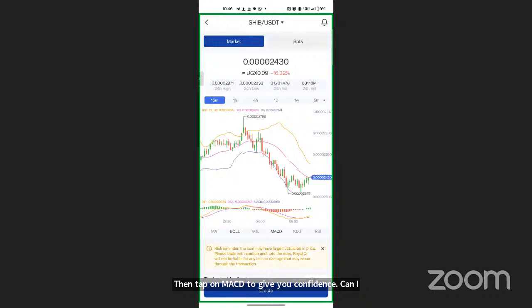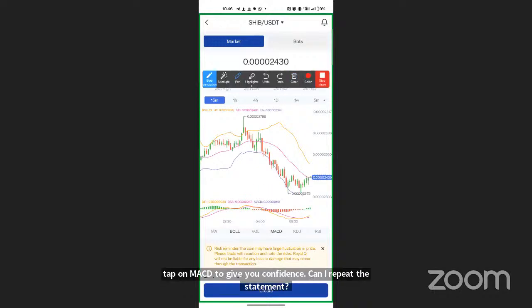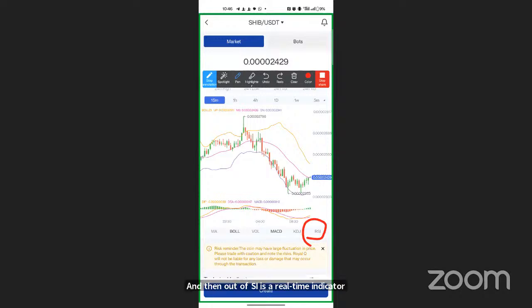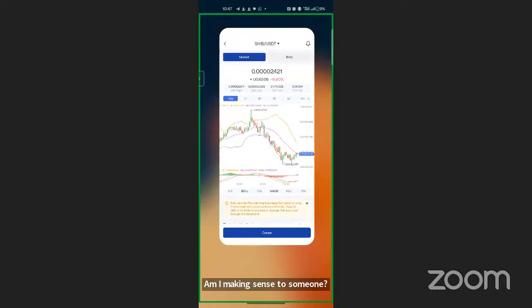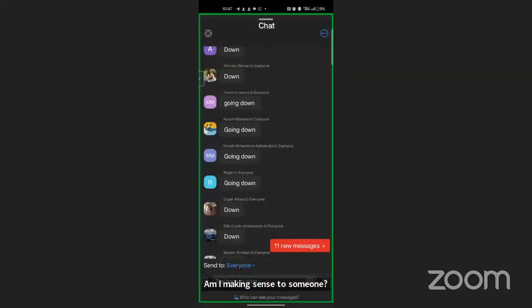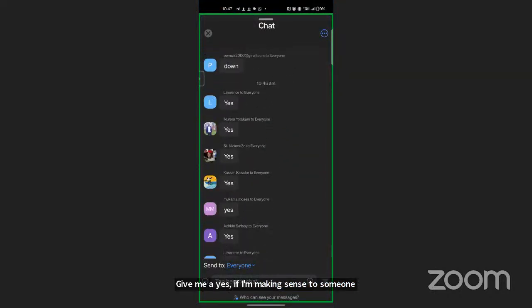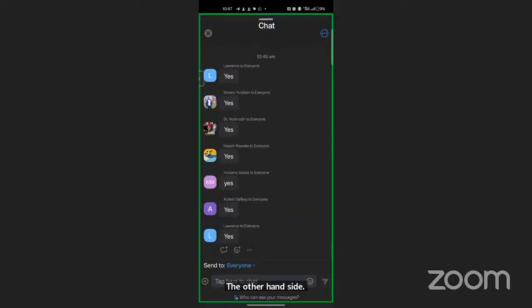Why? Because the RSI is a real-time indicator. It shows you what is happening in real time. The MACD is a lagging indicator. It does not show what is going to happen now. Am I making sense to someone? Give me a yes if I'm making sense to someone. The RSI is a real-time indicator. It shows you what is happening now.